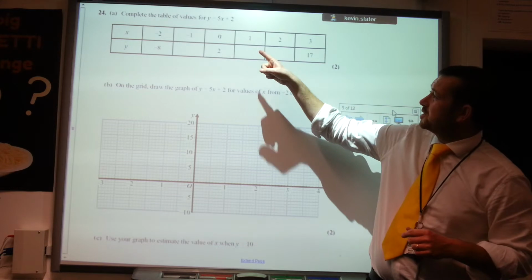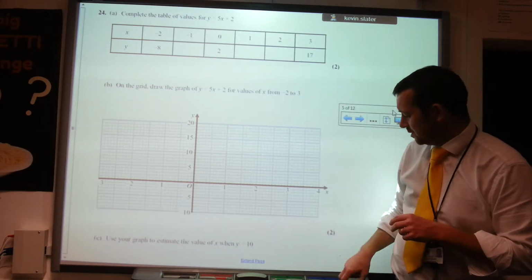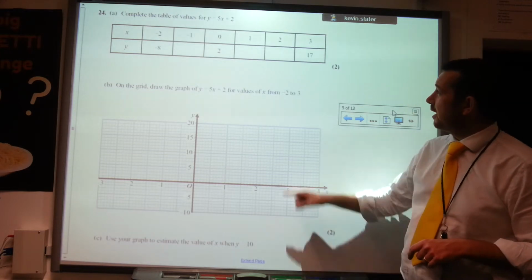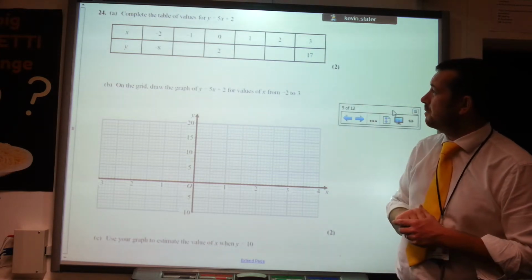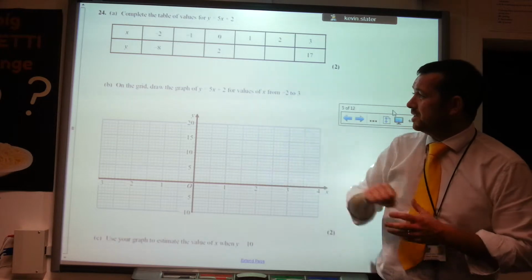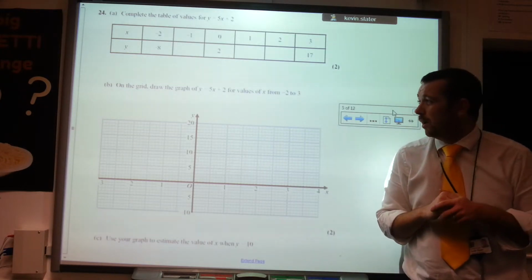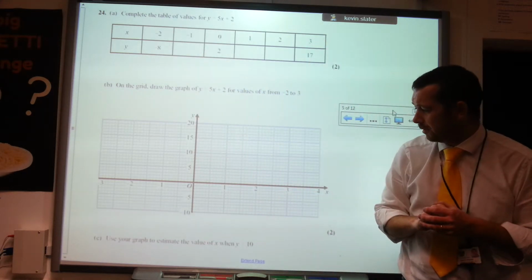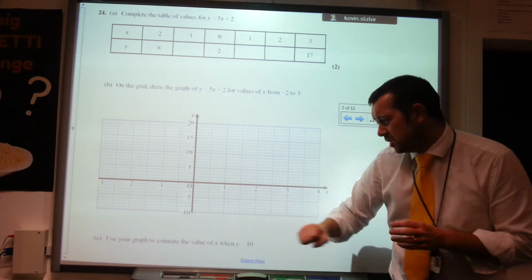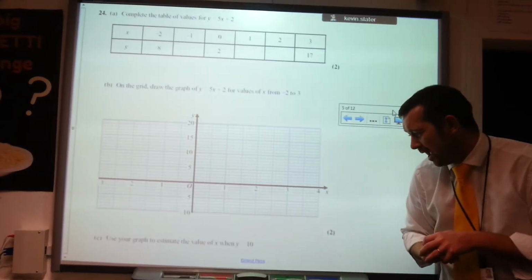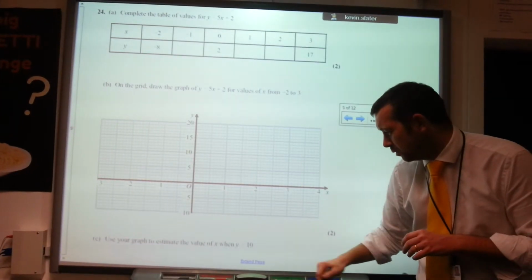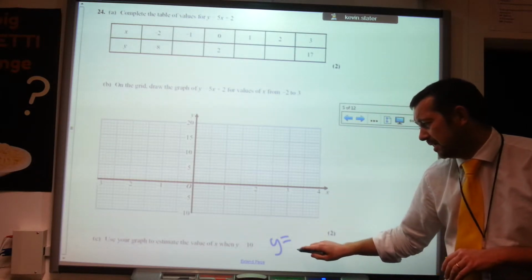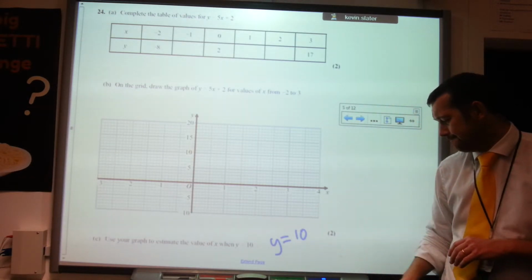similar idea. First of all, complete the table of values for y equals 5x plus 2. Again, first job for 2 marks, fill in the missing numbers. And then B says on the grid, draw the graph of y equals 5x plus 2, values from minus 2 to 3. Okay? And then the last bit there says use your graph to estimate the value of x when y equals 10. Okay? Use the graph to estimate the value of x when y equals 10.